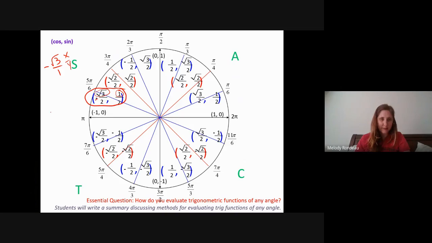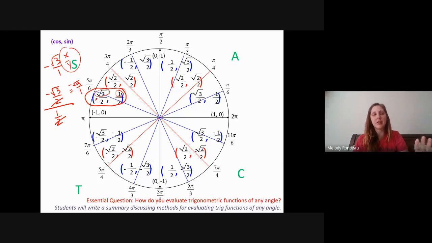If I check it, I'm supposed to do x over y, negative root 3 over 2 over 1 over 2. My denominators, there's that trick, are going to cancel, and I end up with negative root 3 over 1. So hopefully you can see how that works. Even though they have the denominator of 2, because those denominators match, when we make our fraction x over y, they're going to cancel out. So we're really just looking at numerators when we do cotangent and tangent for this type of activity.